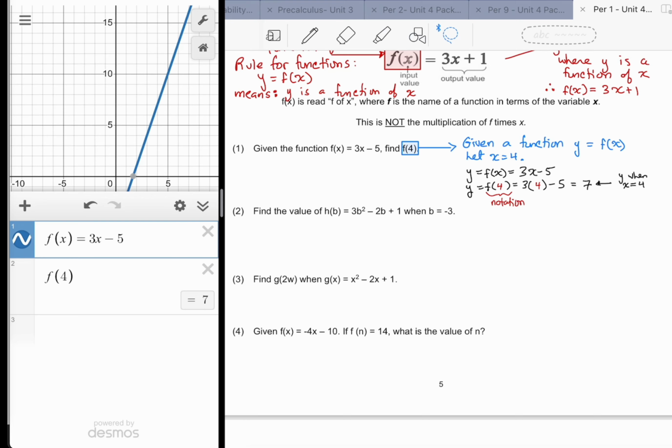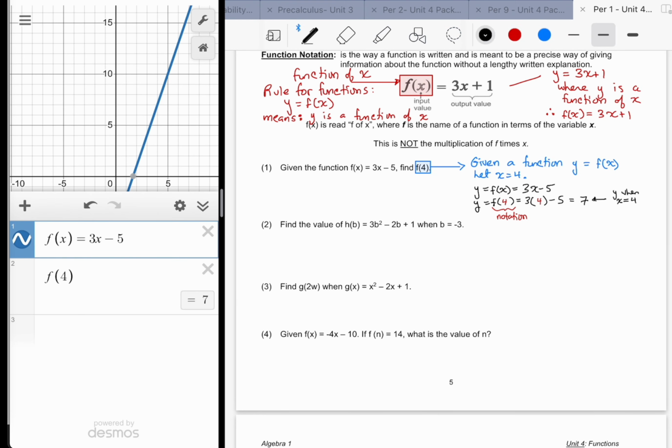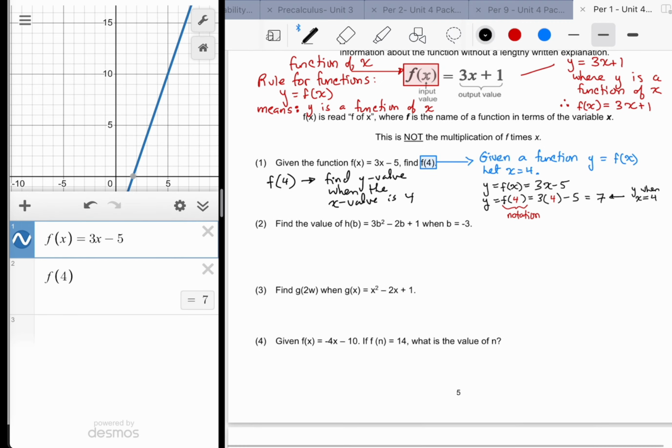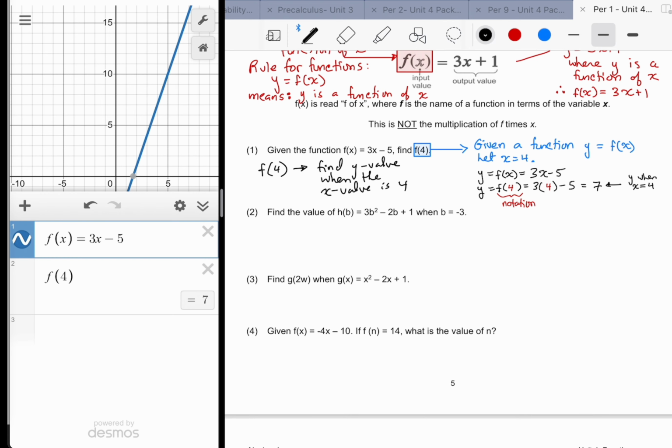But a very, very simple way of understanding this would be to say, if I have something like f of 4, it means find the y value when the x value is 4. So we got the mathy explanation on the right, and we have the, let's cut to the chase, let's get down to business, how do we do this, explanation on the left.